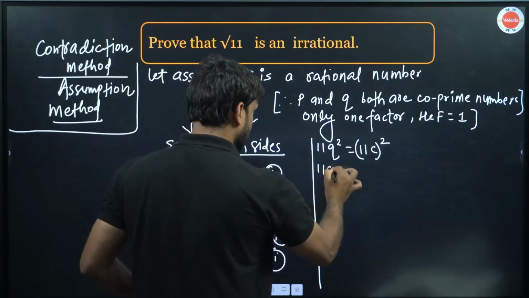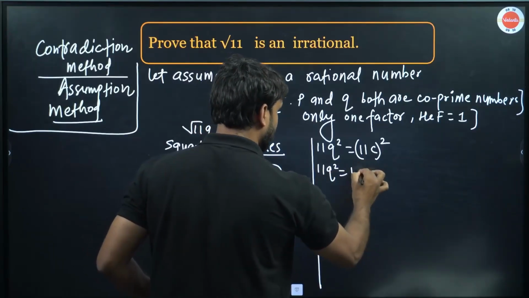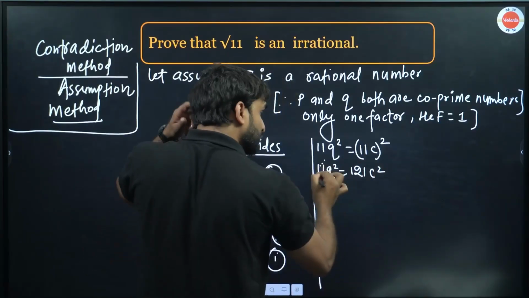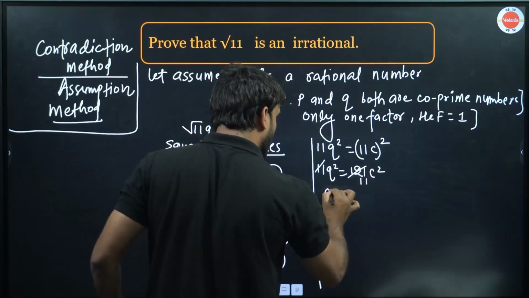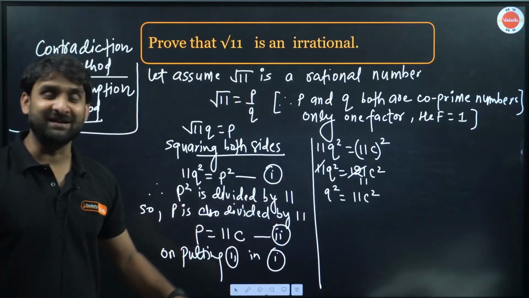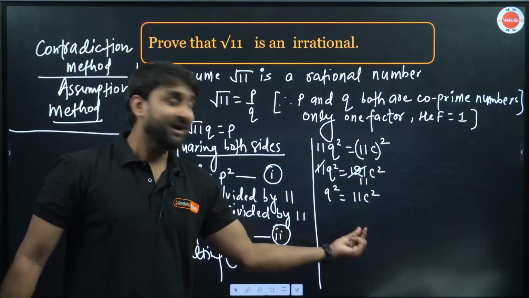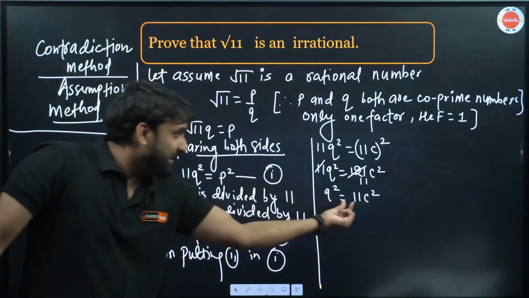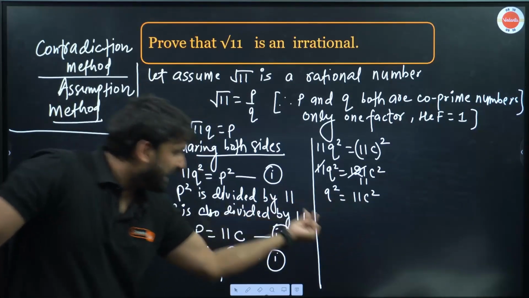So 11 q square, and this 11 squared will be 121 c square. So 11 will cancel by 11, so q square is equal to 11 c square. Now 11 is on the right hand side in multiplication form, so 11 can come to this side.